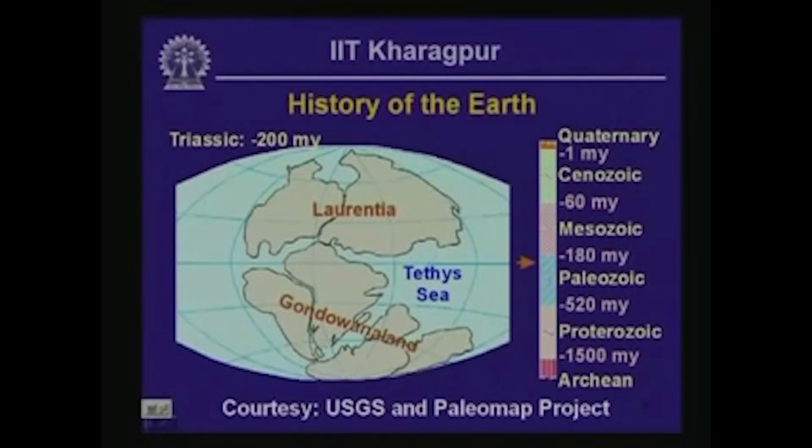Here the continents have started breaking up, as we can notice with the Laurentian continent near the northern part, and Gondwanaland. This is another supercontinent which is starting to build up towards the southern peripheries, and between Laurentia and Gondwanaland you have got the Tethys Sea.